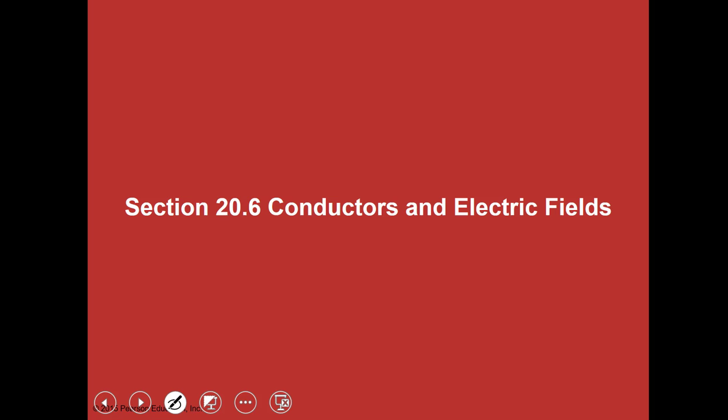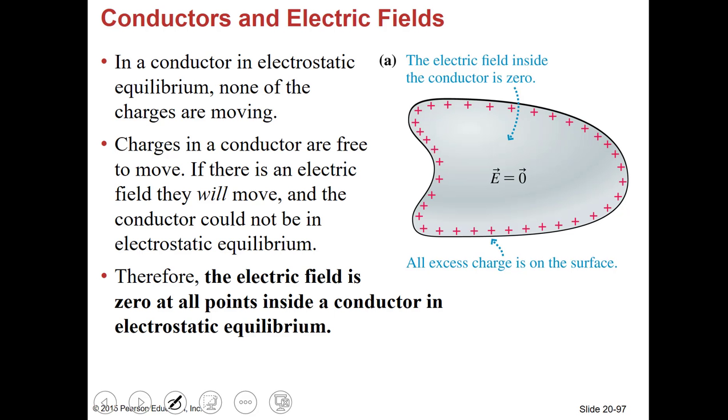So conductors and electric fields. So here's a few things about conductors. And remember, right now we're talking about electrostatic equilibrium where charges are not moving around. So for a conductor, the electric field inside a conductor in equilibrium has to be 0. If there were an electric field inside a conductor, there's charges there, they would be moving around. And what we have here is a situation where charges are not moving around. So all the charge has to be on the outside for that reason.